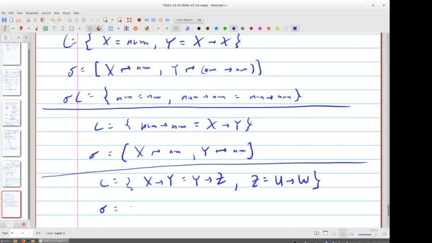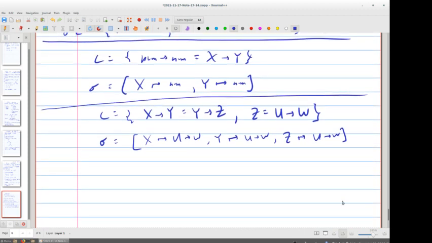So actually, they all need to be equal. And then we know from this one that z needs to be equal to u arrow w. And we have already established that z needs to be equal to both x and y. So what we'll do here is just map all of them to u arrow w. So y is the same thing. Z. Okay. So that will be it.